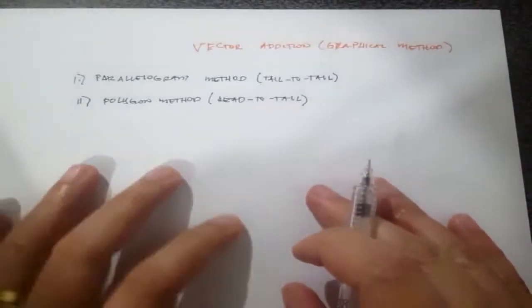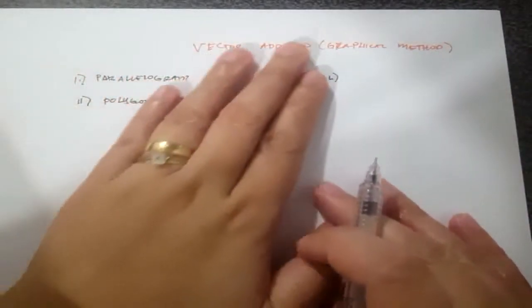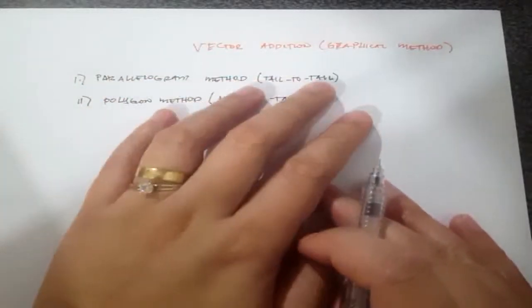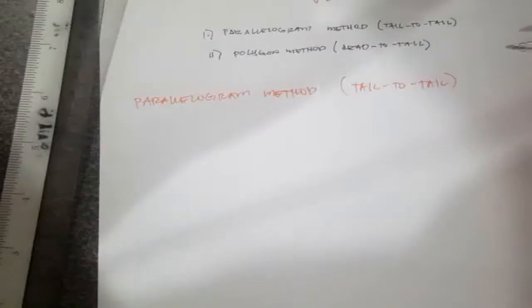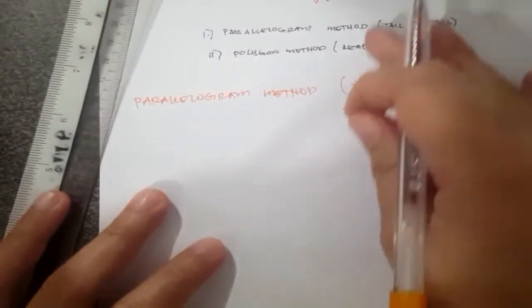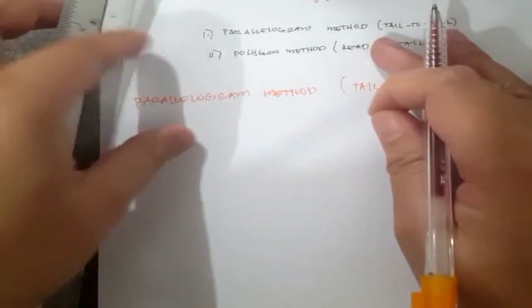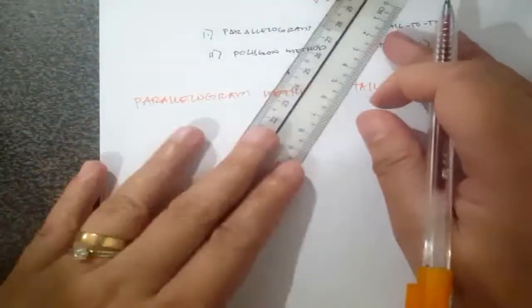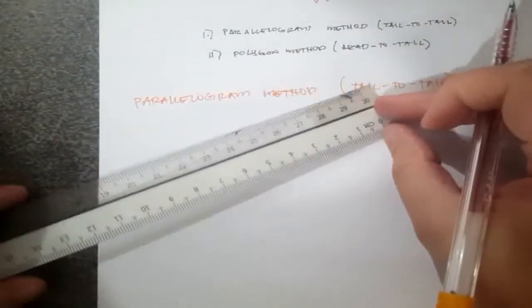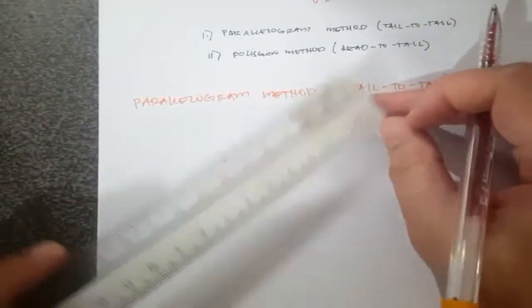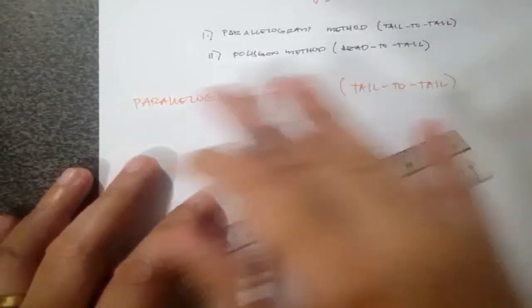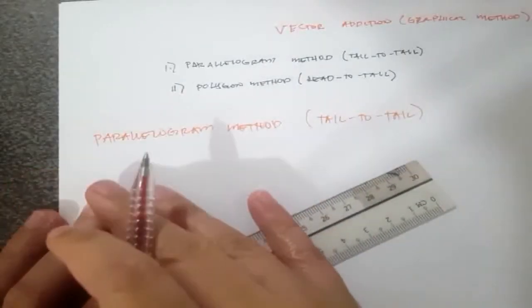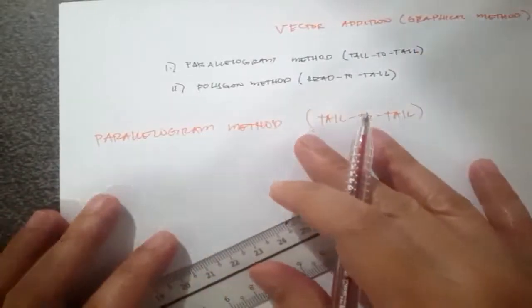First, let's have an example using the parallelogram method, or tail to tail approach, to add two vectors graphically. By the way, both the parallelogram and polygon methods need a ruler and a protractor. So prepare your ruler and your protractor. For now, I don't have a protractor, so I will be using only the ruler. But for your activity, you need both the ruler and the protractor. Let's have an example to add two vectors graphically using the parallelogram method.